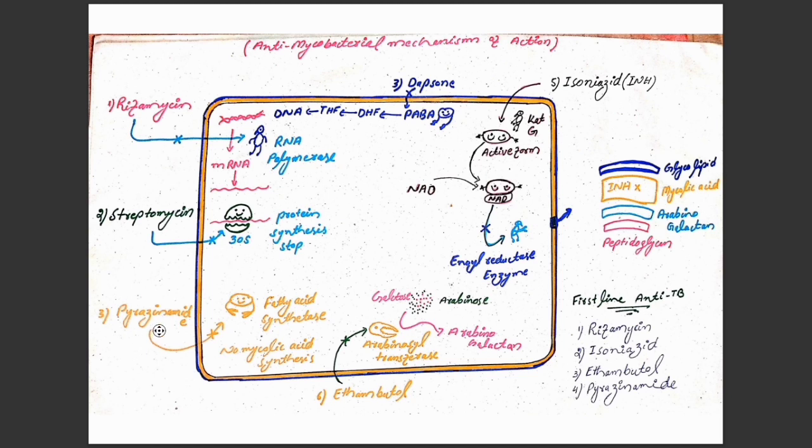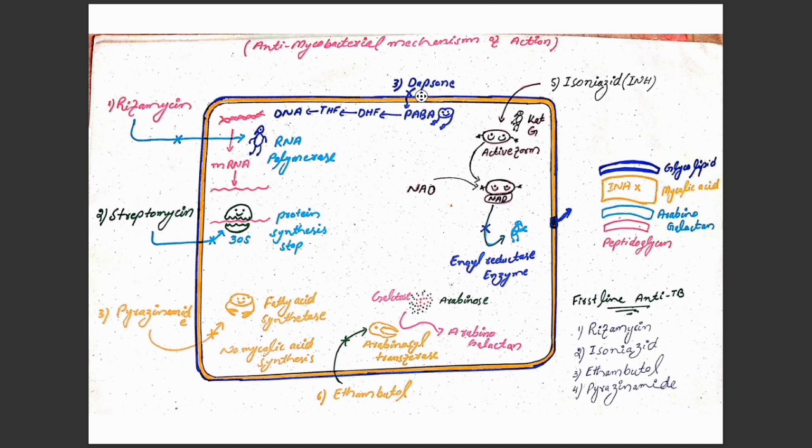The third one is called pyrazinamide. So pyrazinamide works by blocking the enzyme called fatty acid synthetase. Actually, this enzyme is involved in the synthesis of a special type of fatty acid, which is then used in the synthesis of mycolic acid. This is the mycolic acid layer, and fatty acid synthetase enzyme is involved in the synthesis of mycolic acid. So pyrazinamide blocks the fatty acid synthetase enzyme, and thus no mycolic acid will be synthesized.